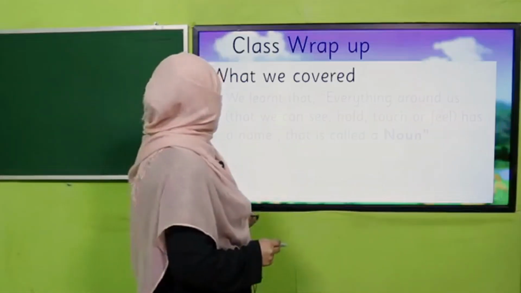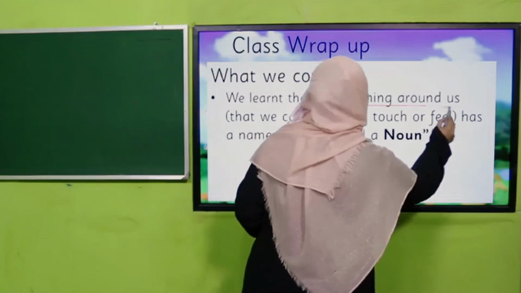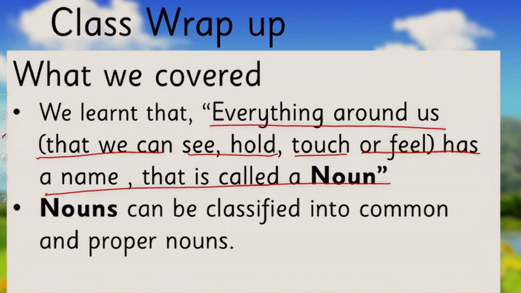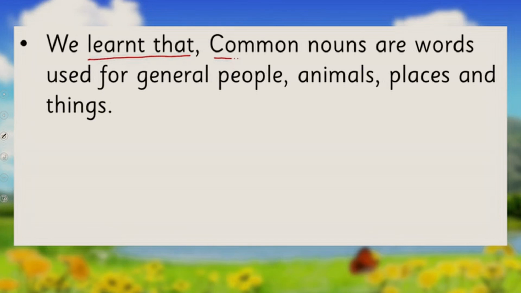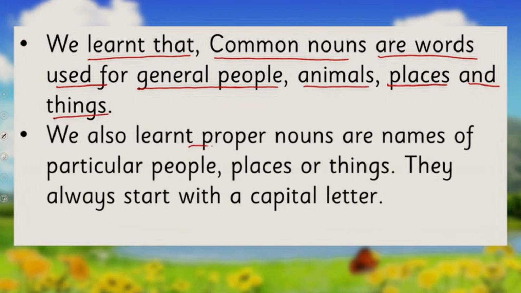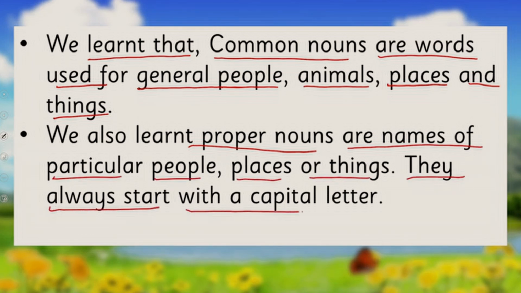So what we have learned today, we learned that everything around us that we can see, hold, touch or feel has a name, and that is called a noun. Nouns can be classified into common and proper nouns. And then we learned that common nouns are words used for general people, animals, places, and things. And we also learned that proper nouns are names of particular people, places, or things. They always start with a capital letter.